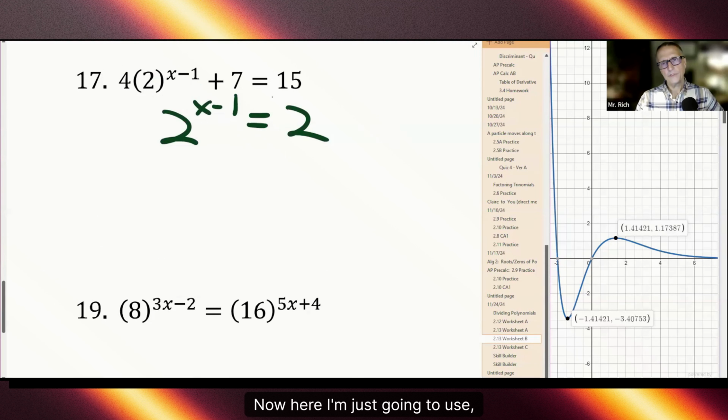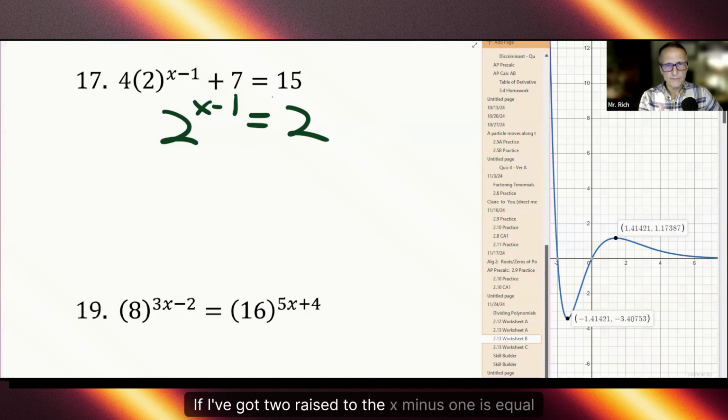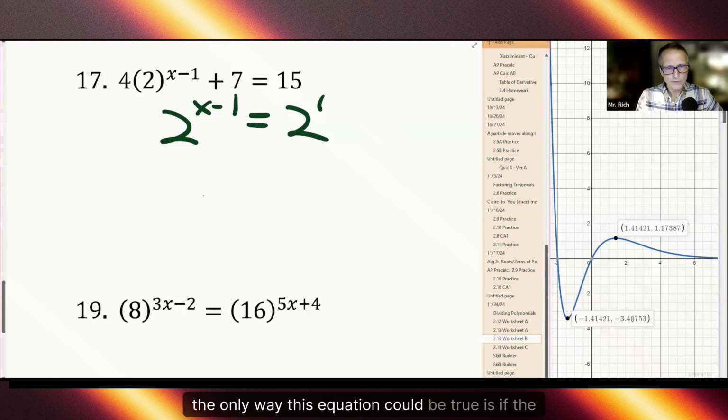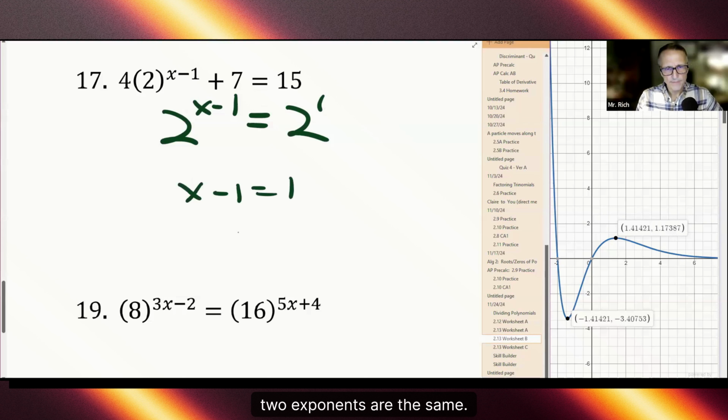Now here, I'm going to use what we call the one-to-one property. If I've got 2 raised to the x minus 1 equal to 2 to the 1, well, the only way this equation could be true is if the two exponents are the same.